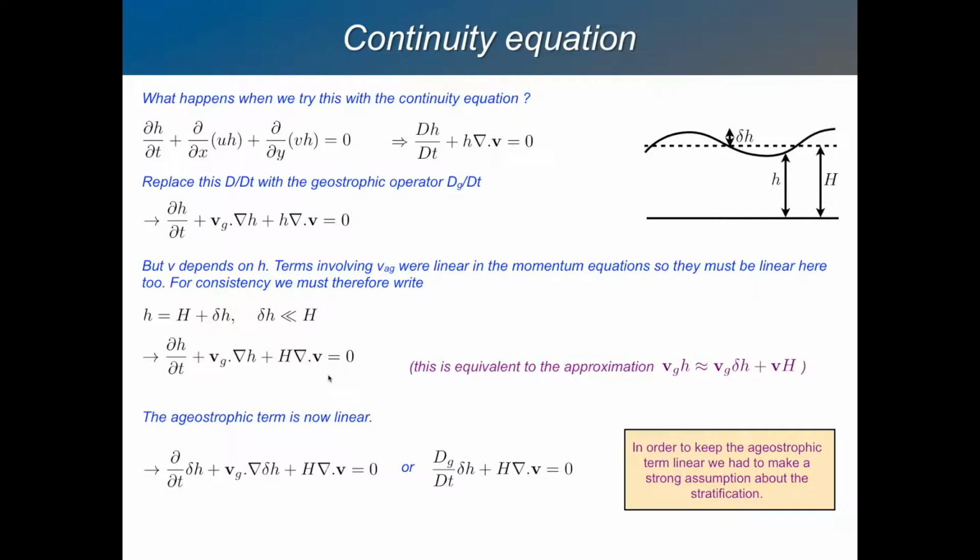Now we have a continuity equation, which is the rate of change of this delta h, plus Vg dot gradient of that delta h plus H times the divergence. So we can write it like this. The substantial derivative of delta h is given by the divergence, right? Now, so in order to keep the ageostrophic term linear, we had to make a strong assumption in the end about the stratification, because what this assumption is telling us is that the stratification is essentially represented by the layer thickness. Can't vary in the horizontal. It can vary in the vertical. If you've got lots of layers, they can all be different thicknesses, but not in the horizontal. So that's a consequence of the assumptions we've made.